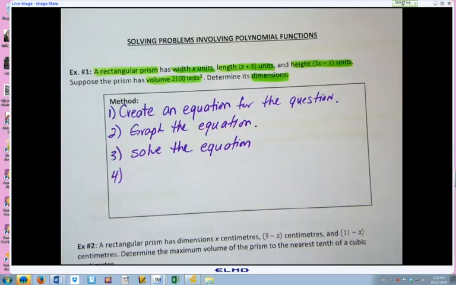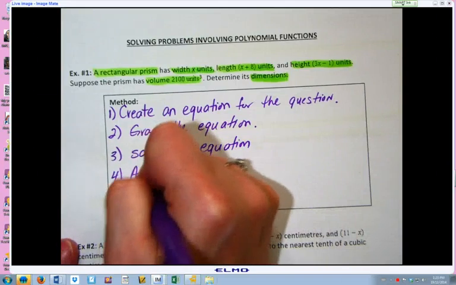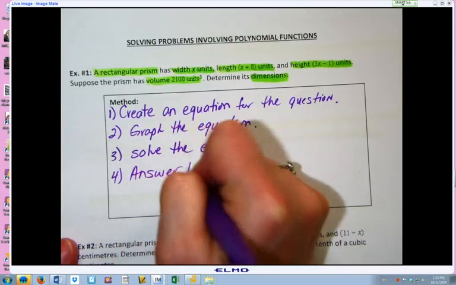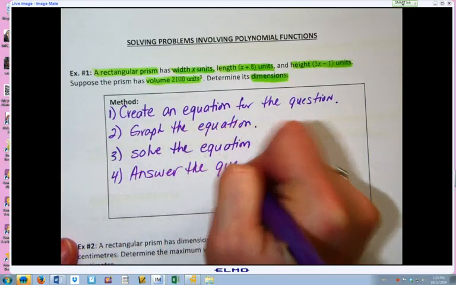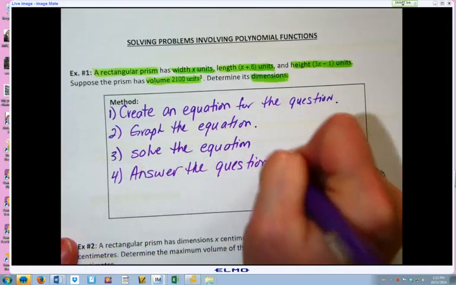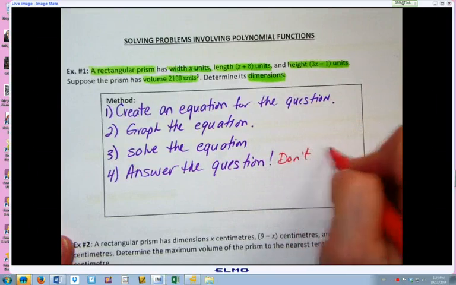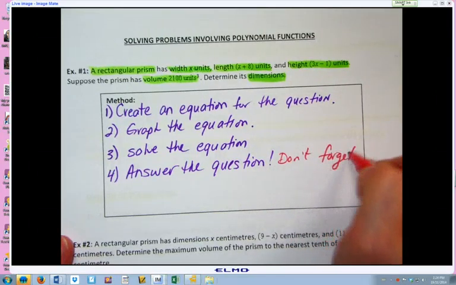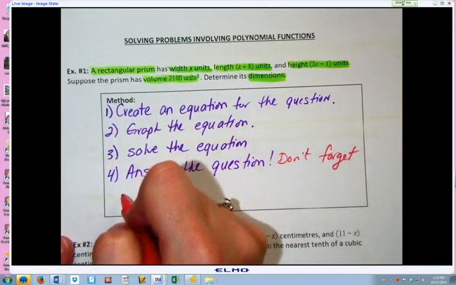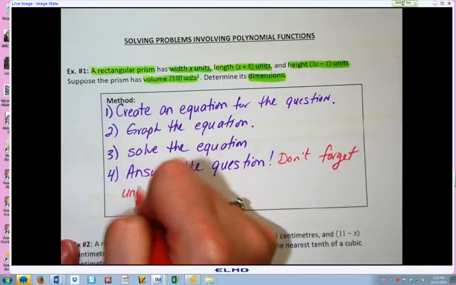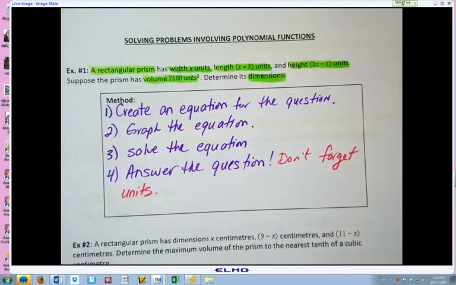So I always like to put answer the question. So go back and look what the question is asking. Maybe the question just asked for S and we're done. Don't forget units, right? Because it's a word problem.